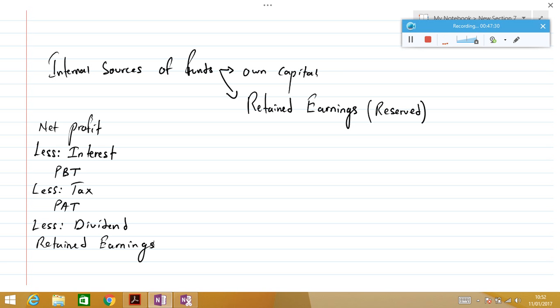Remember, if you want to invest or grow your company, or expand your company, you must use retained earnings. Don't say the word profit. Thanks.